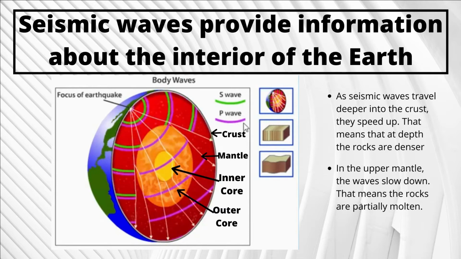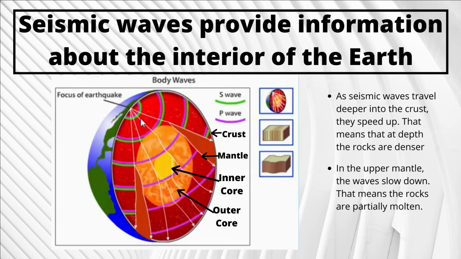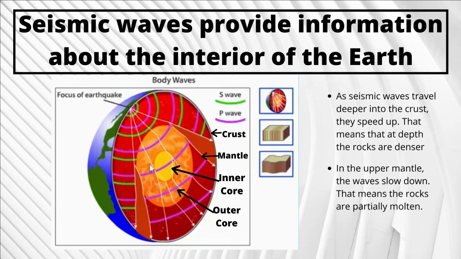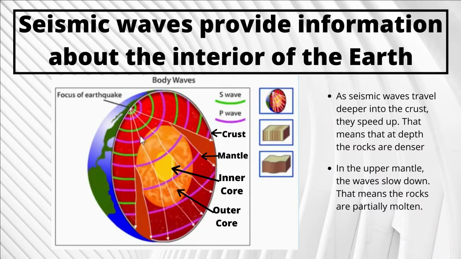As seismic waves travel deeper into the crust, they speed up. That means that at depth, the rocks are denser. In the upper mantle, the waves slow down. That means the rocks are partially molten.